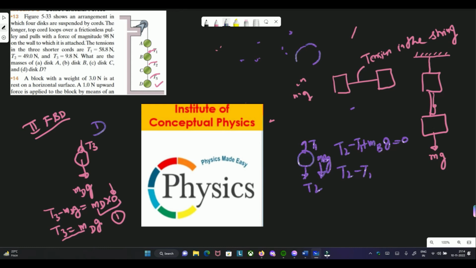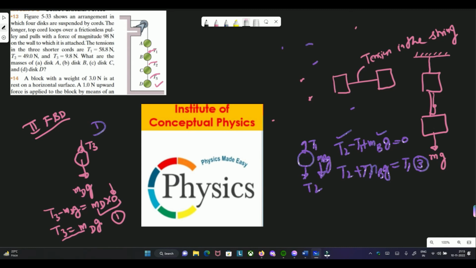I have written T1 on the left with the negative sign to show the reverse direction. You know the value of T2, you know the value of T1, you can get the value of mB, which is mass. So you have one more equation, and you can find the mass of B using this particular equation. I hope this is clear in your mind.